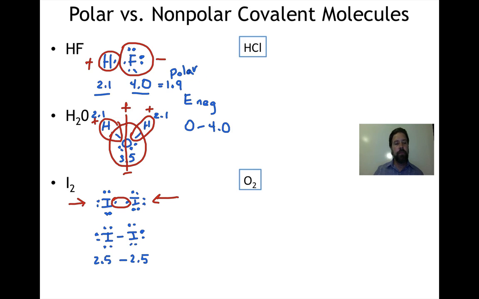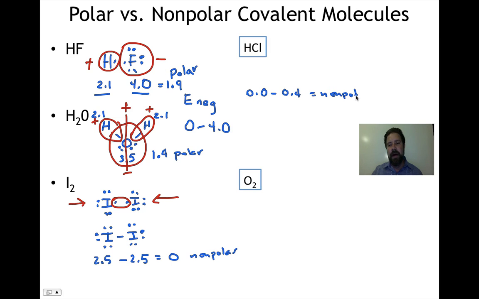With the water, 3.5 minus 2.1, we wind up getting 1.4, which falls into the realm of polar. And 2.5 minus 2.5 obviously equals 0, which is considered nonpolar. The way the scale works is kind of like this. If you have 0.0 to 0.4 or 0.5, you wind up having a nonpolar molecule. And it means that the electrons are shared pretty evenly.